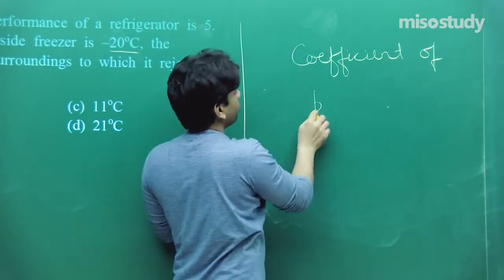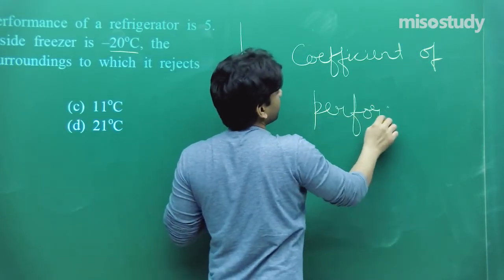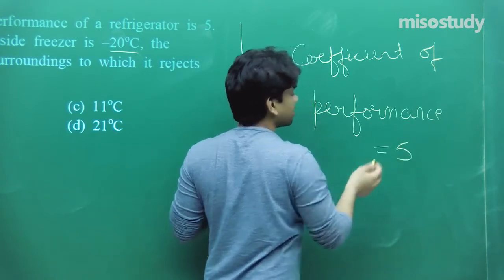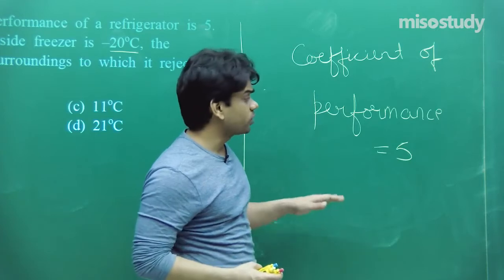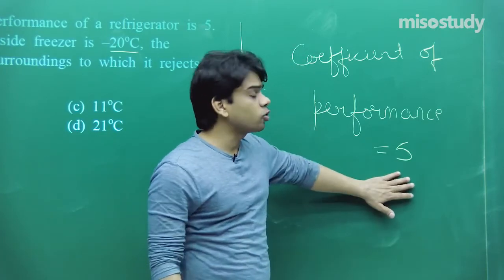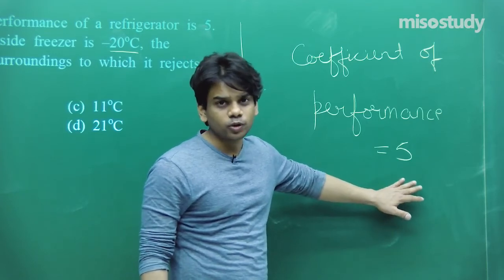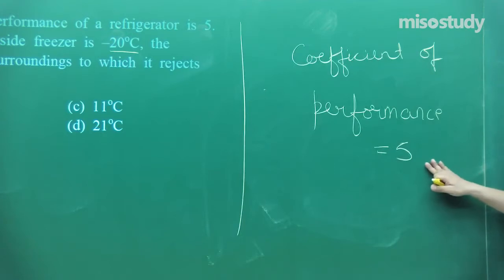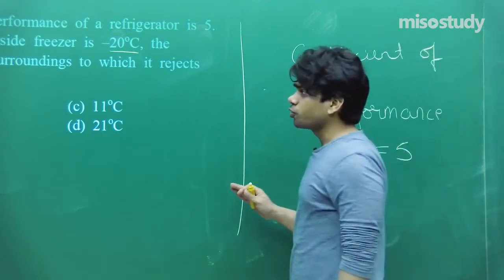the coefficient of performance that is given to be equal to 5. That's a value greater than 1, and I should tell you that it's always greater than 1 in case of a refrigerator. Now let me write the formula for coefficient of performance at the other end. You take note till here. Let me write at the other end. Okay, now see, let me write the formula for coefficient of performance.